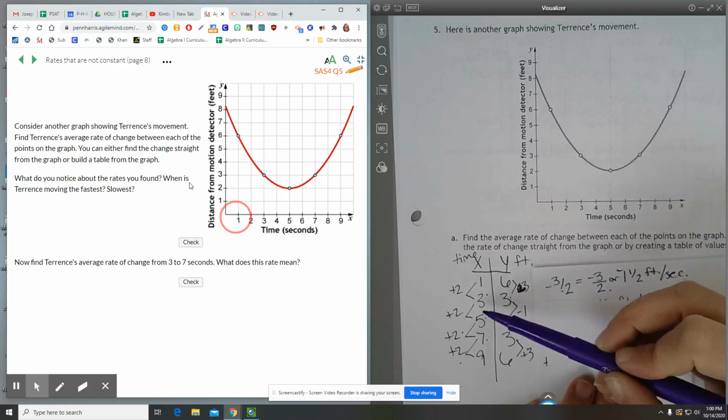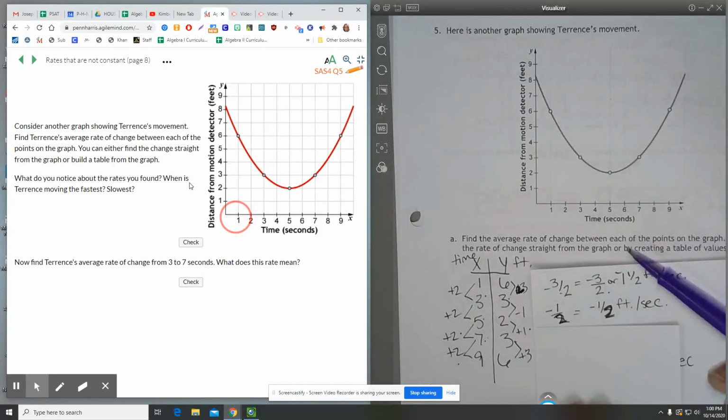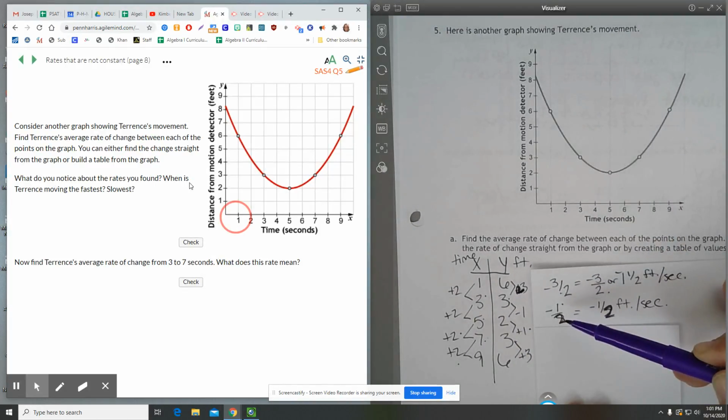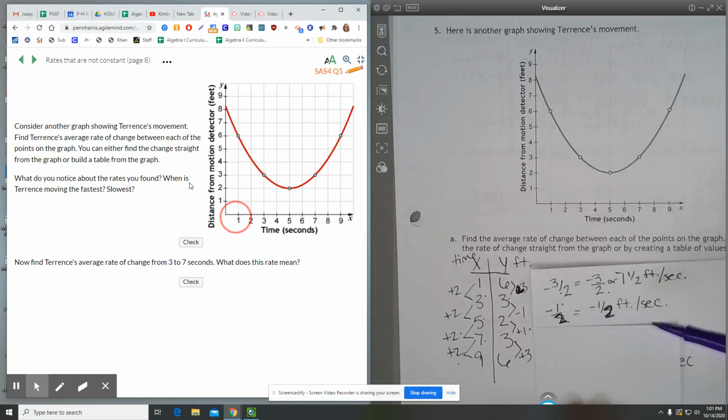From 3 to 5 seconds, he moved 1 foot closer for every 2 seconds. So that translated to a half foot closer. Again, that's negative. He moved a half foot closer per second.